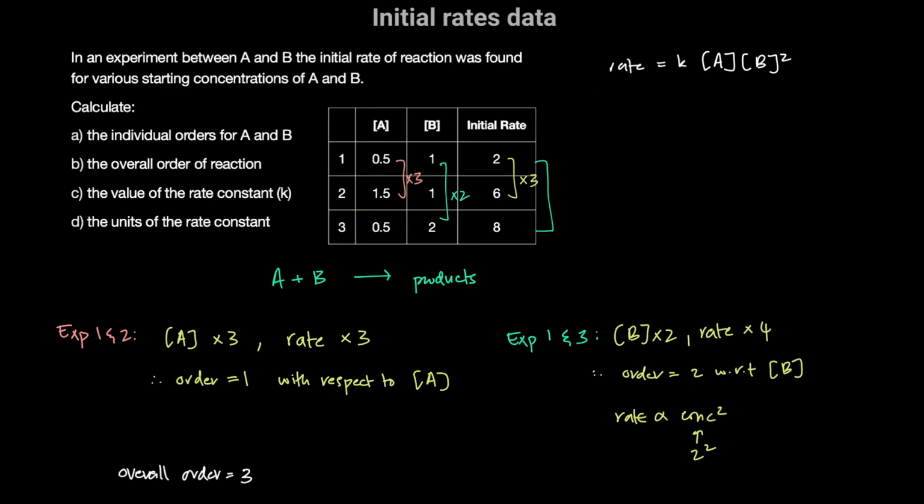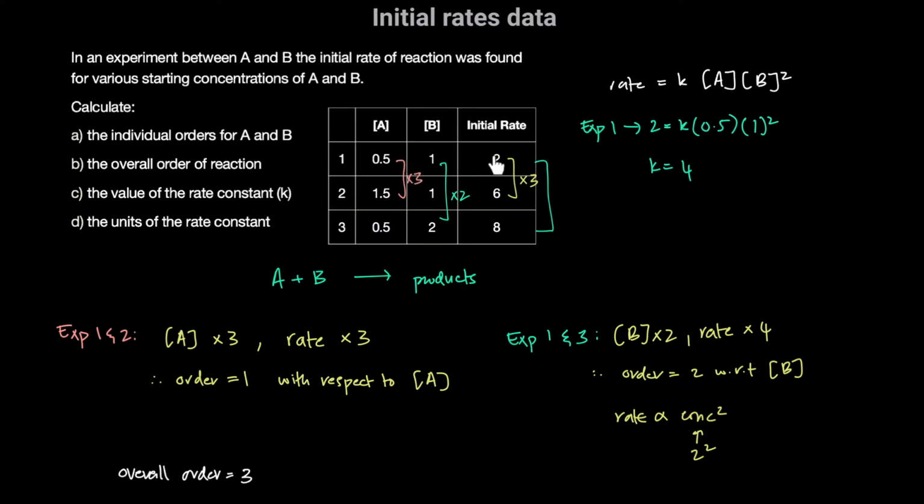Okay, so we know that the rate equation is rate is equal to K times the concentration of A times the concentration of B squared. So we can take data from any of the experiments and plug that into the rate equation to find the value of K. So let's just take data from experiment 1. The rate is 2, and this is equal to K times the concentration of A, which is 0.5, times the concentration of B squared, so that will be 1 squared. And K comes out to 4. I've just taken data from experiment 1.